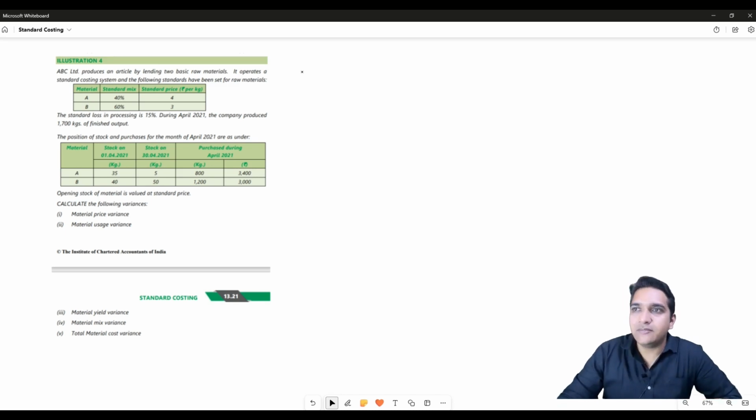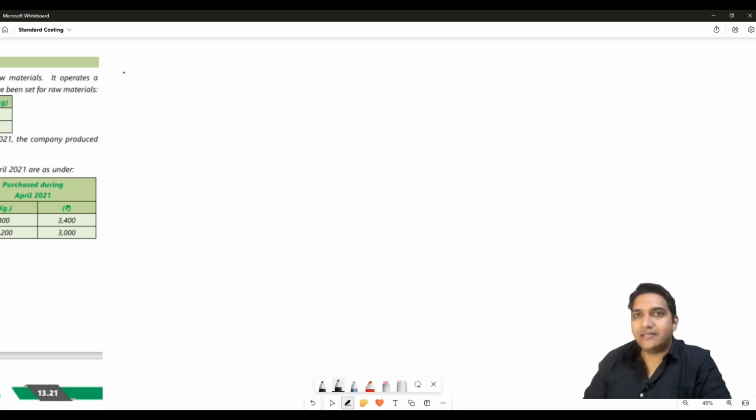Calculate the following variances: material price variance, material usage variance, material yield variance, material mix variance, total material cost variance. Now let us see how to solve this problem. First we will write down all the information available from the question. We will go back to our table, which has standard quantity. Then we will have an additional column called revised standard quantity. We will see how to compute this a little later. Then we have standard price, standard cost, and then actual quantity, actual price, and actual cost.